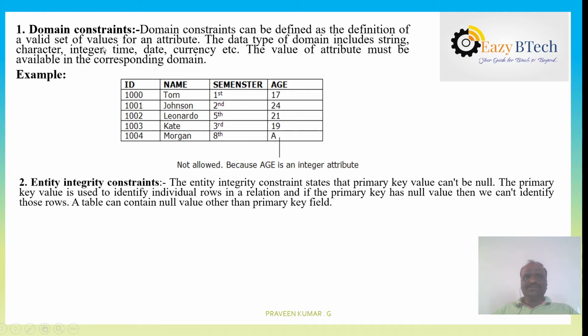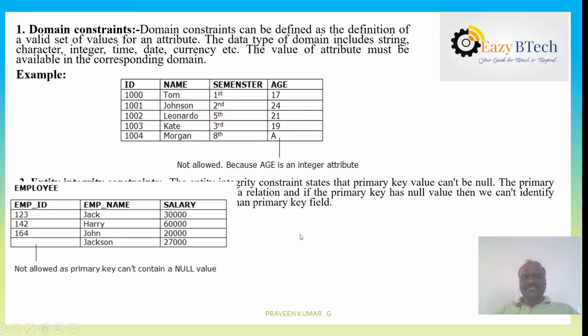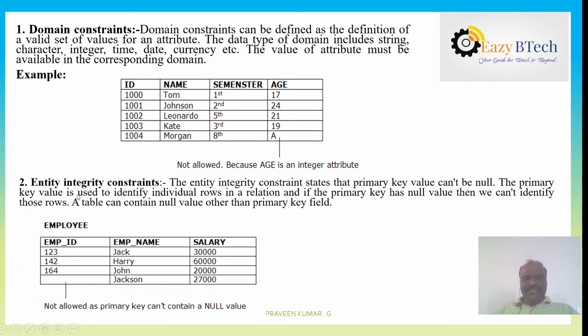In the DBMS also, this concept is called a domain constraint. Next one is the entity integrity constraint. What is the entity integrity constraint? The entity integrity constraint states that a primary key value cannot be null. Primary key value cannot be null.